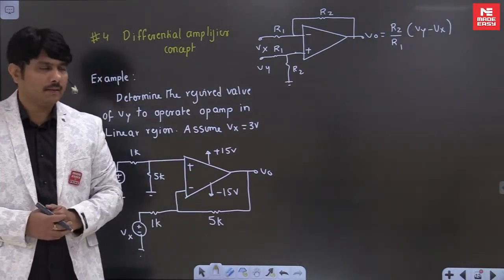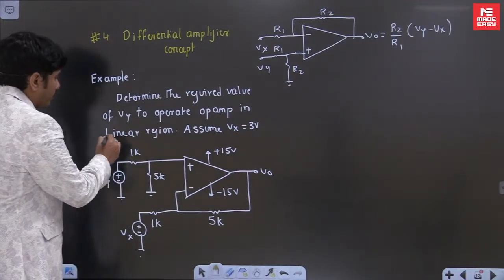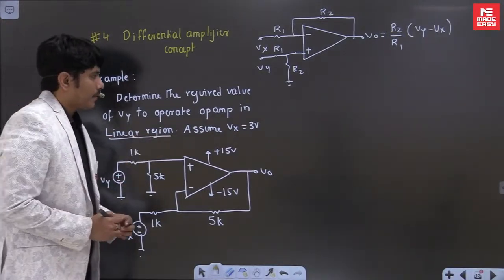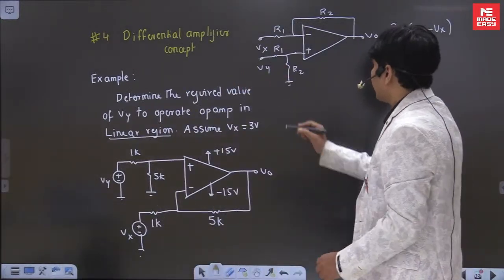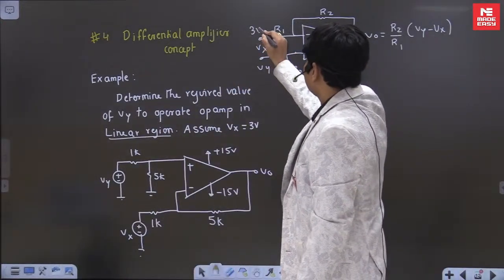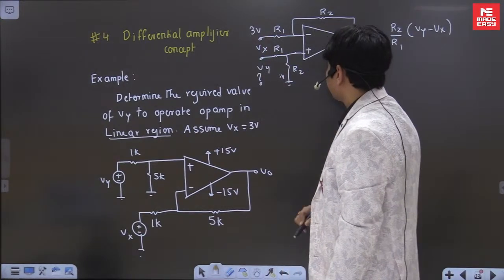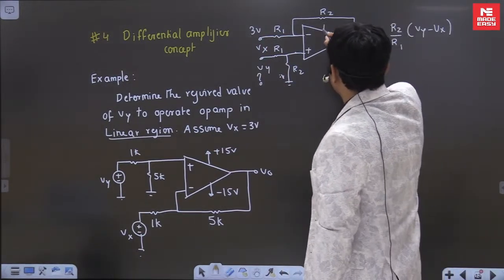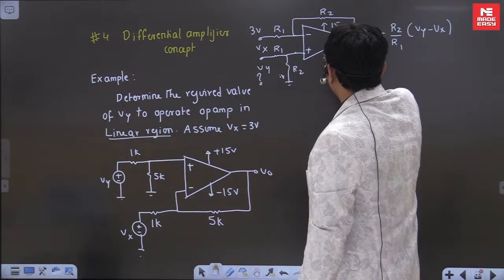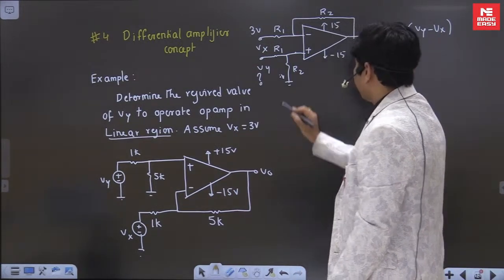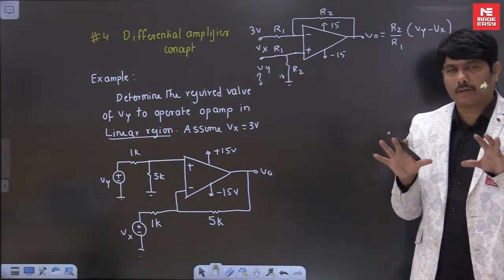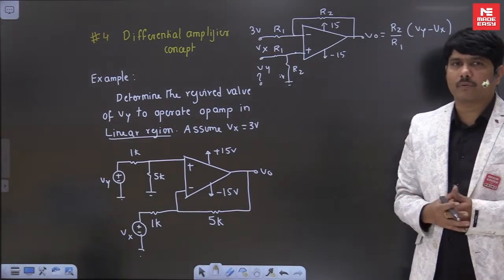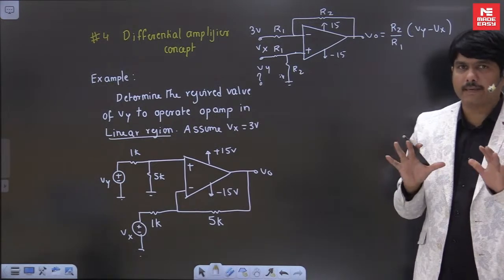Find out the Vy such that the op amp should work in linear region. The other input he has given is 3 volts. This side, the answer is 3 volts. This side, the answer is unknown. And he has given the saturation limits as 15 and minus 15. Find Vy such that, whatever Vy range you take, the op amp should not go to the non-linear region. It should be in the linear region.